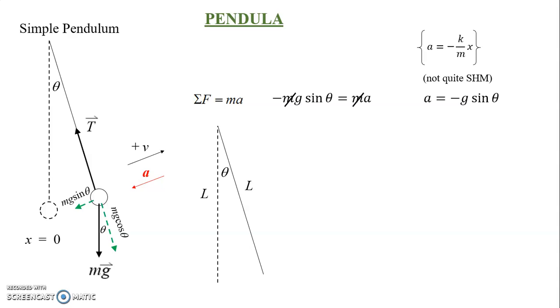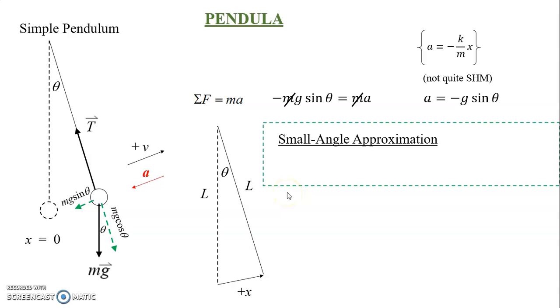So we'll call capital L the length of the string. And when the mass is in its equilibrium position, capital L is that dashed line. Theta, again, is the angle away from equilibrium. And here is x, its position away from equilibrium. I'm calling it in the positive direction, aligning it with the positive direction assigned here with V. And you should see that this is an isosceles triangle. This L is this L.